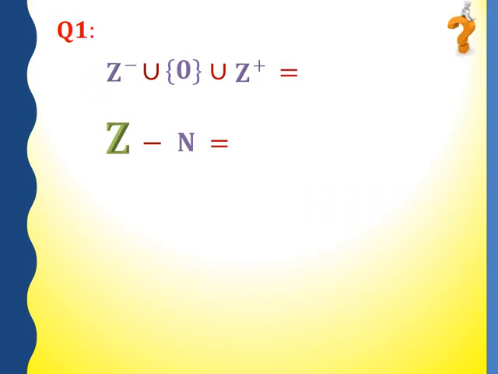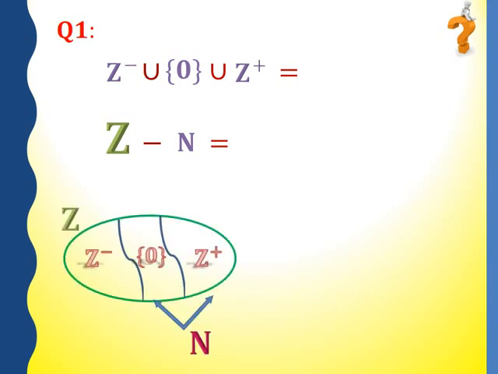First question, I need to find the union between Z negative, 0 and Z positive. Let's remember that the set of integers Z consists of three subsets: Z negative, 0 and Z positive. From this Venn diagram, I can determine that the union of the three subsets gives me the set of integers Z.